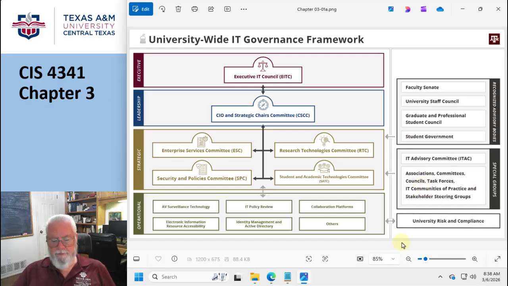And then university risk management. So it's all legit. By the way, having InfoSec as a subordinate part to the IT department is a really, really bad idea.